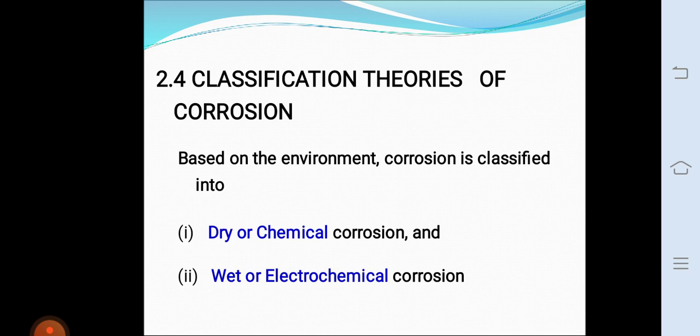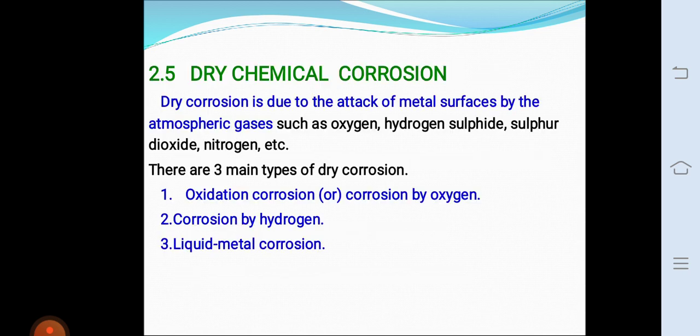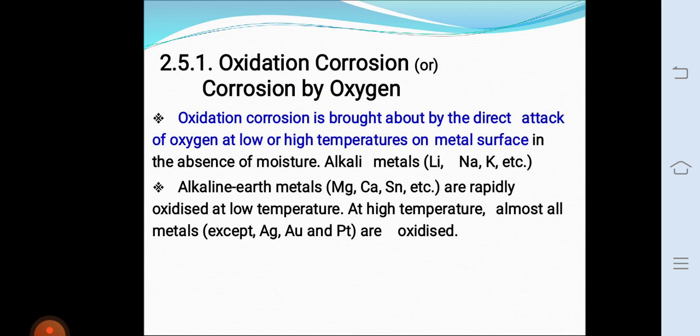Oxidation corrosion. Corrosion by oxygen, or oxidation corrosion, is brought about by the direct attack of oxygen at low or high temperatures on the metal surface in the absence of moisture. For example, alkali metals, lithium, sodium, potassium, etc., and alkaline earth metals, magnesium, calcium, etc., are rapidly oxidized at low temperature. At high temperature, almost all metals except noble metals, for example, gold, silver, platinum, are oxidized. So, mechanism of dry corrosion.